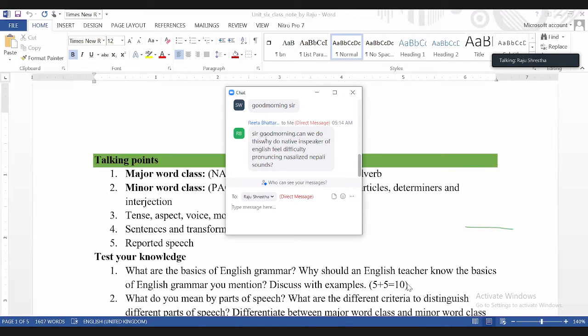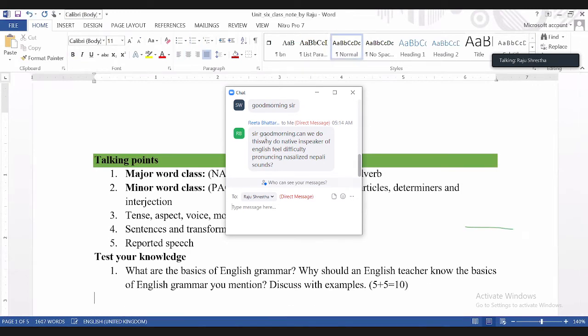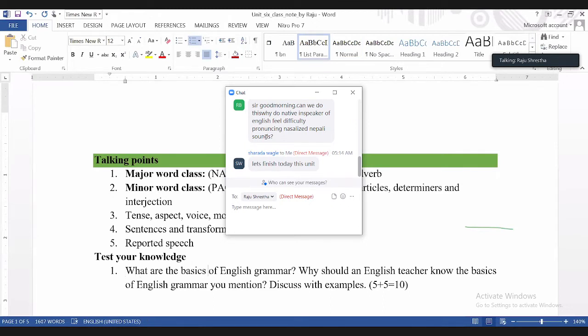One is like this. One can ask a question in this style: What are the basics of English grammar? Why should an English teacher know the basics of English grammar? Mention, discuss with examples. Why should an English teacher know different parts of speech: noun, verb, adverb, adjective, preposition, conjunction, article, determiners, tense, aspect, voice, mode, sentence transformation, reported speech, this and that? Why should an English teacher know?